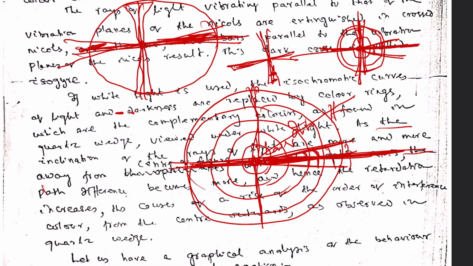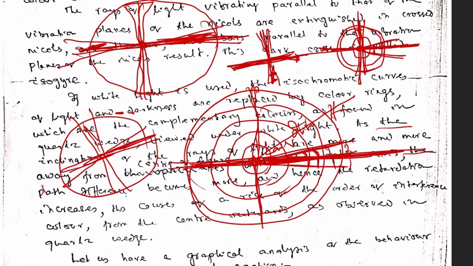We know there is deep shade and partial shade surrounding the deep shade. So the straight lines are deep shade, and to a certain extent on both sides of these dark lines we have partial darkness, and thus the isogyre presents a look like this. So this is the isogyre. These are the colored rings.